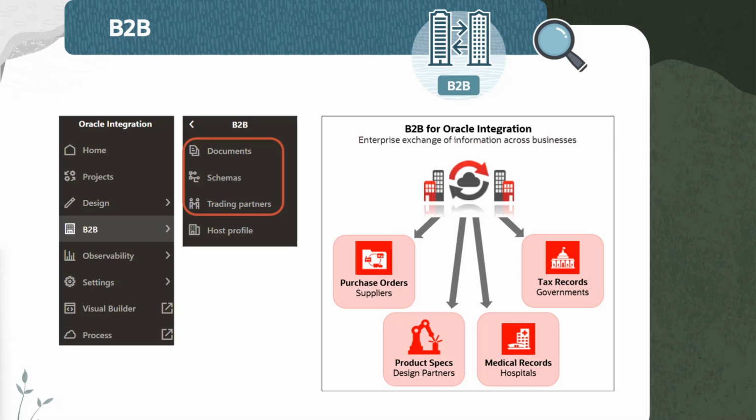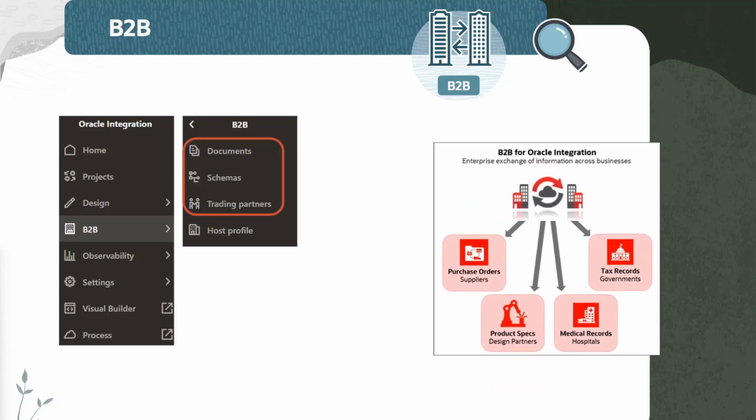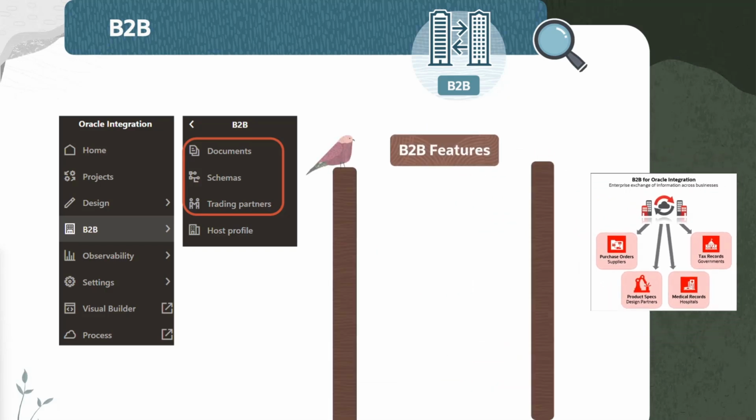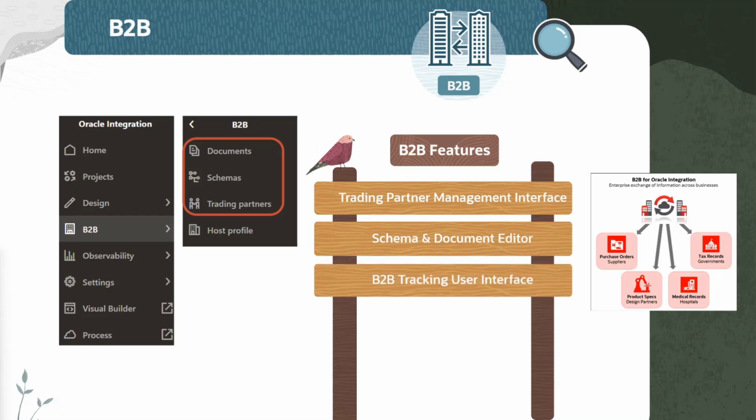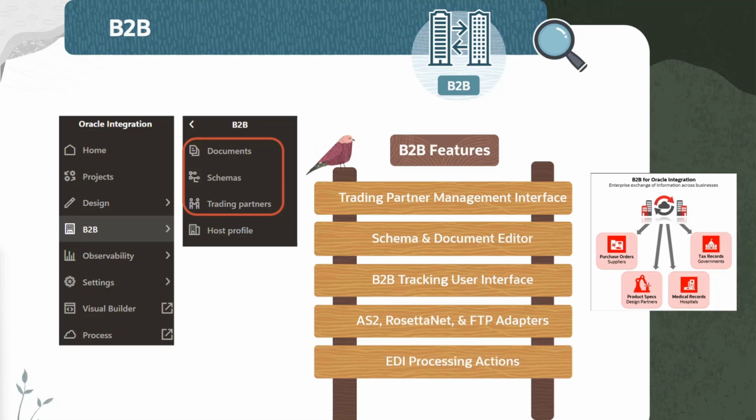using standard EDI formats. B2B represents a collective set of features inside OIC to support processing to include a trading partner management interface, a schema and document editor for customization, a specialized B2B tracking user interface for viewing messages exchanged with trading partners, and adapters to support B2B protocols such as AS2, RosettaNet, and FTP, of course, and actions you configure within your integrations for EDI processing.